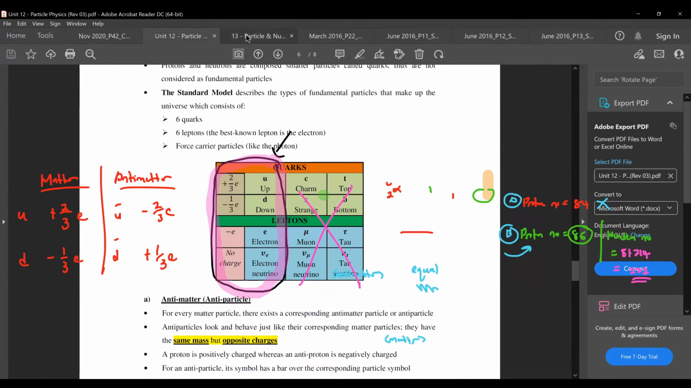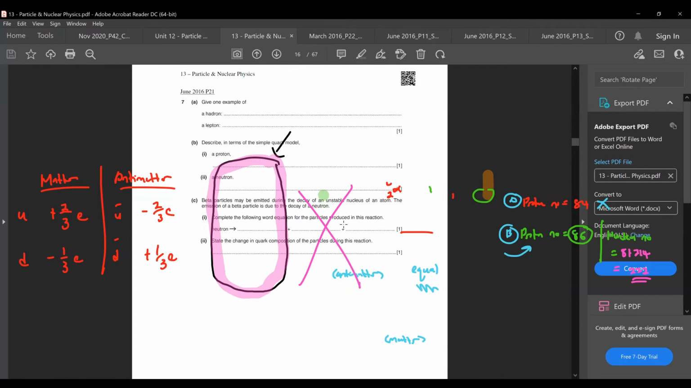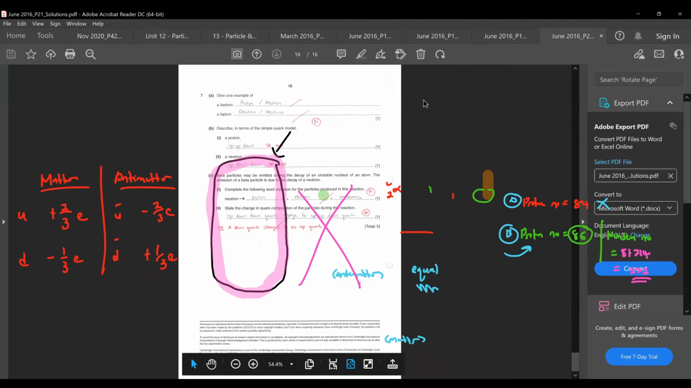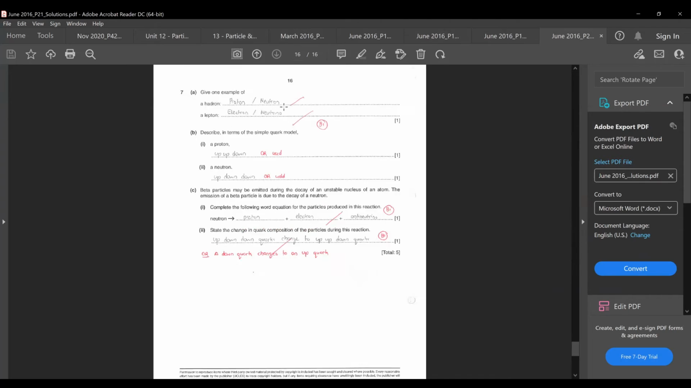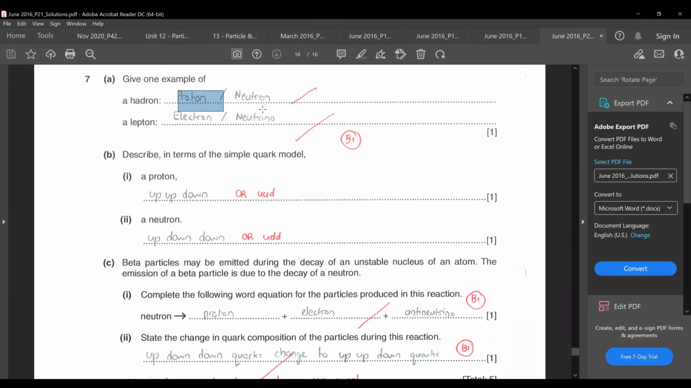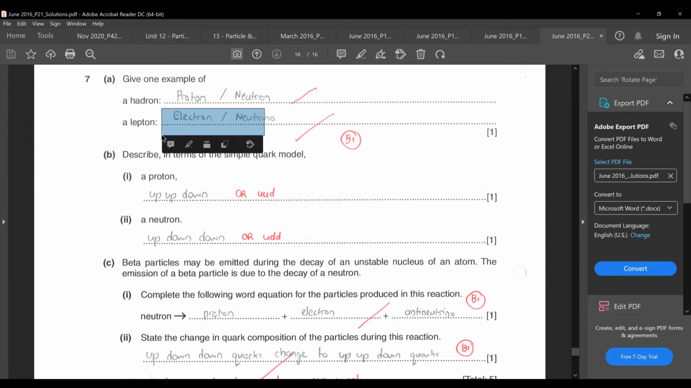Then we move on to the next one, June 16 P21. Give one example of a hadron and a lepton. Okay, so a hadron is just your proton and neutron. Hadrons are groups of quarks, as I mentioned. It's either your proton or your neutron. A lepton is basically your electron or a neutrino.